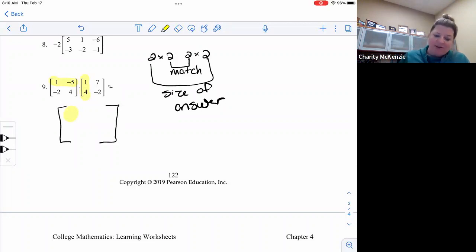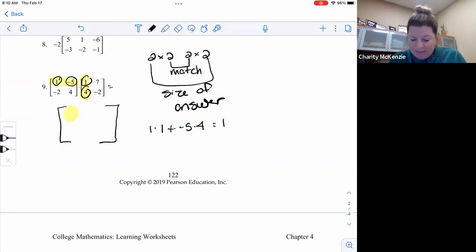So let's do the ones that are highlighted. We would do it like, I'm going to write it over here just so we have it for the notes. 1 times 1 plus -5 times 4. We calculate this out. So 1 times 1 is 1, minus 20 is -19. That's the answer we're looking for here.